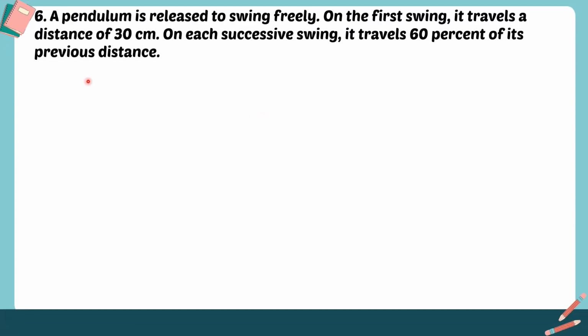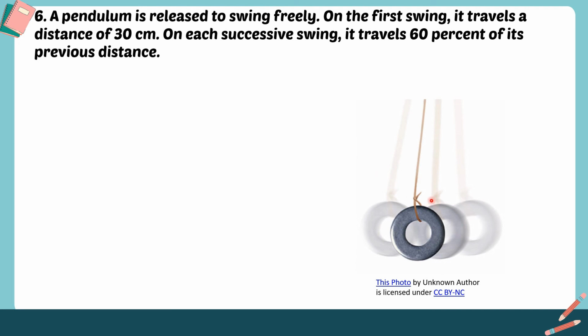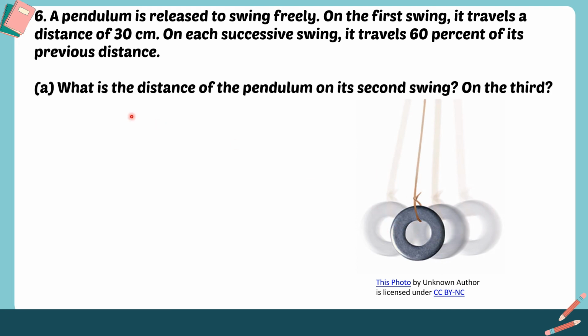Let's have our sixth example. A pendulum is released to swing freely. On the first swing, it travels a distance of 30 cm. On each successive swing, it travels 60% of its previous distance. So, ito yung ating example ng pendulum. Nagsuswing siya. And then, we need to find the distance of the pendulum on its second swing and on the third.